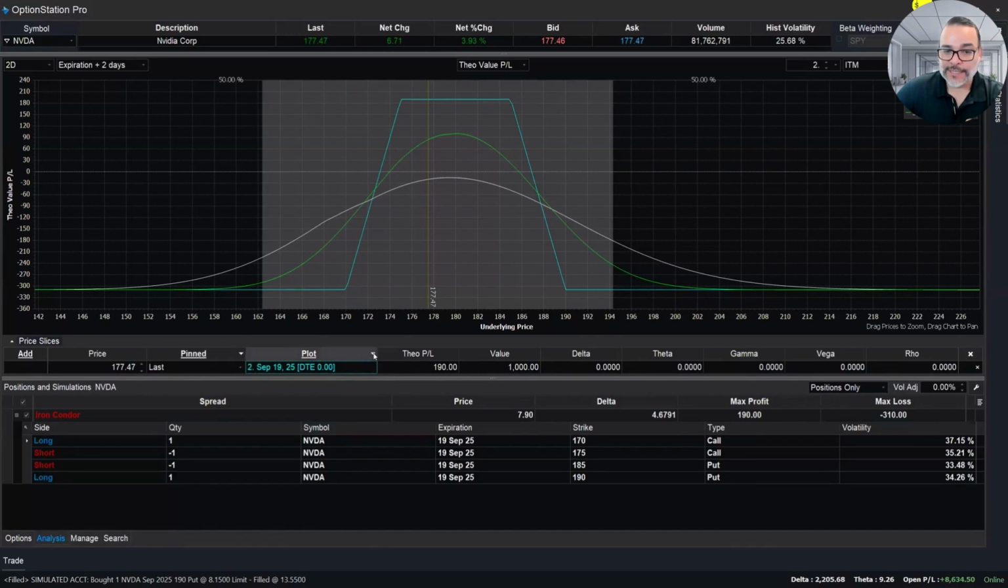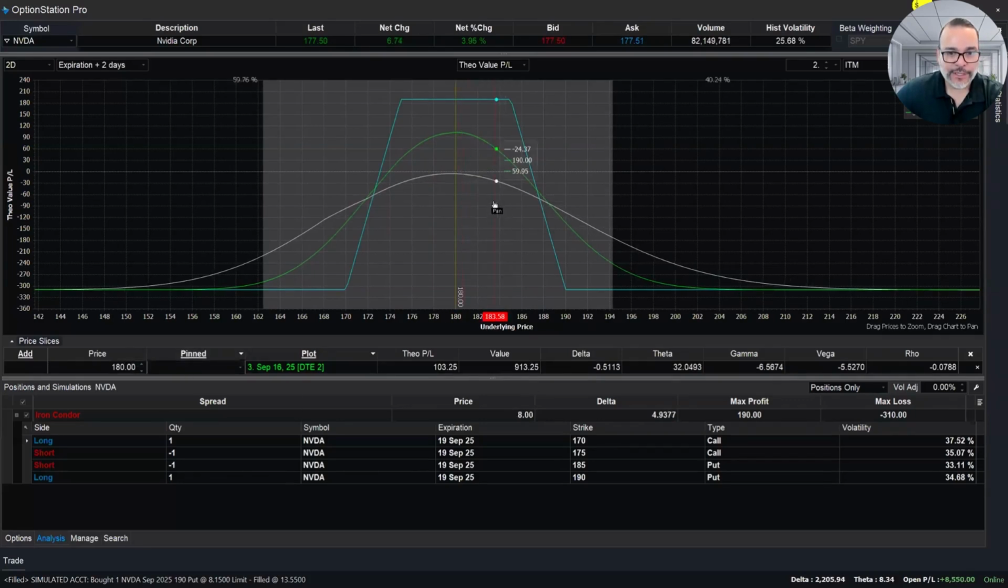But if I go to this dropdown, I can set it to plot number 3, which is my green line. Notice that now the calculation changes. I am not making the full 190, which is the maximum profit, but I'm making $85 if I hold it until Tuesday and if NVIDIA is trading at 177. If it were to go up, I can say, what if it goes to 180? I just type the price in there.